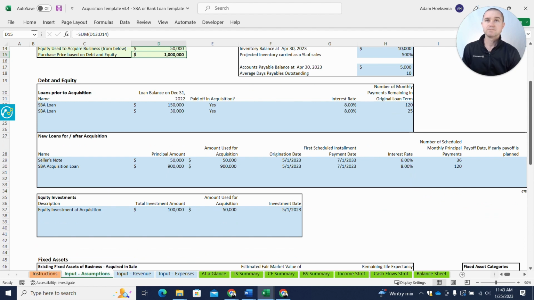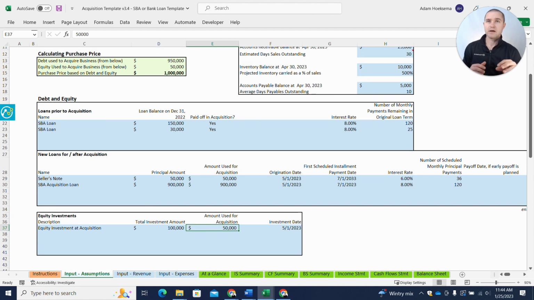With an SBA loan for an acquisition, you can finance 90% of the deal with an SBA loan. You can finance 5% through a seller's note, and then the other 5% would need to be equity invested into the deal. Here's how we have this set up right now, that typical 95-5 structure. We've got a $900,000 SBA loan, a seller's note of $50,000, and we're investing $100,000 in equity, but $50,000 will be used for the acquisition, and let's say the other $50,000 will be working capital that we want to have on hand to operate the business.